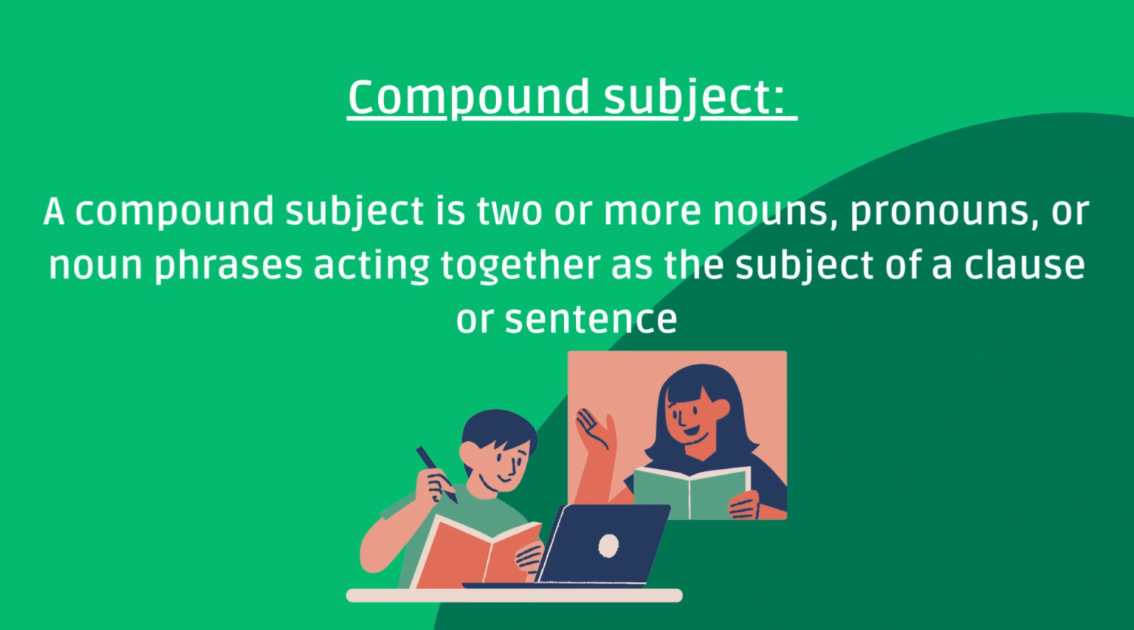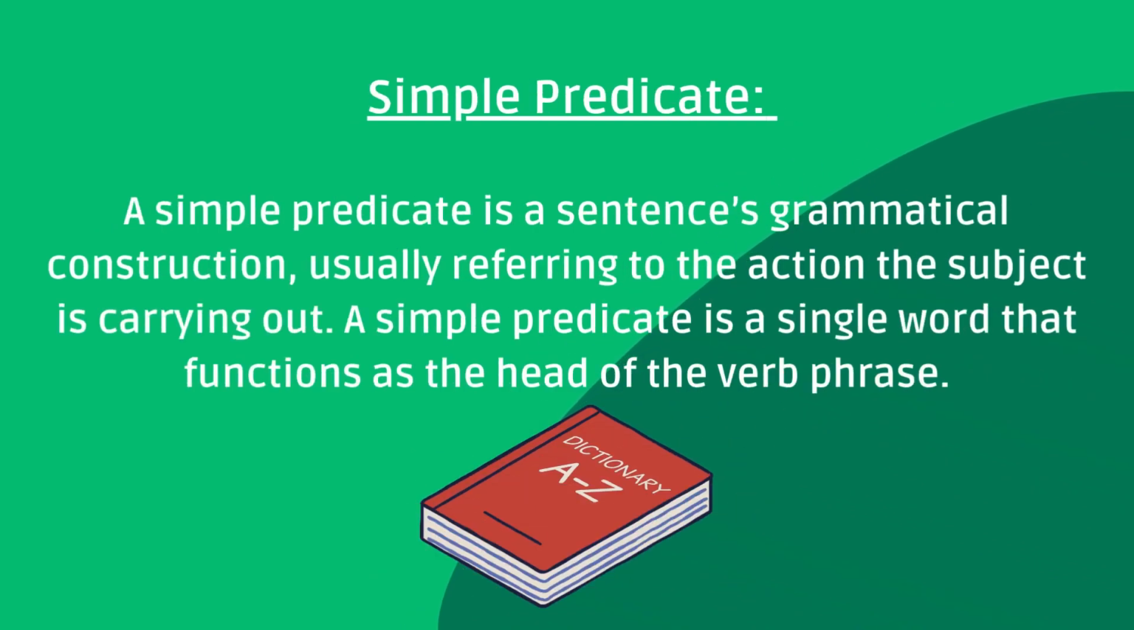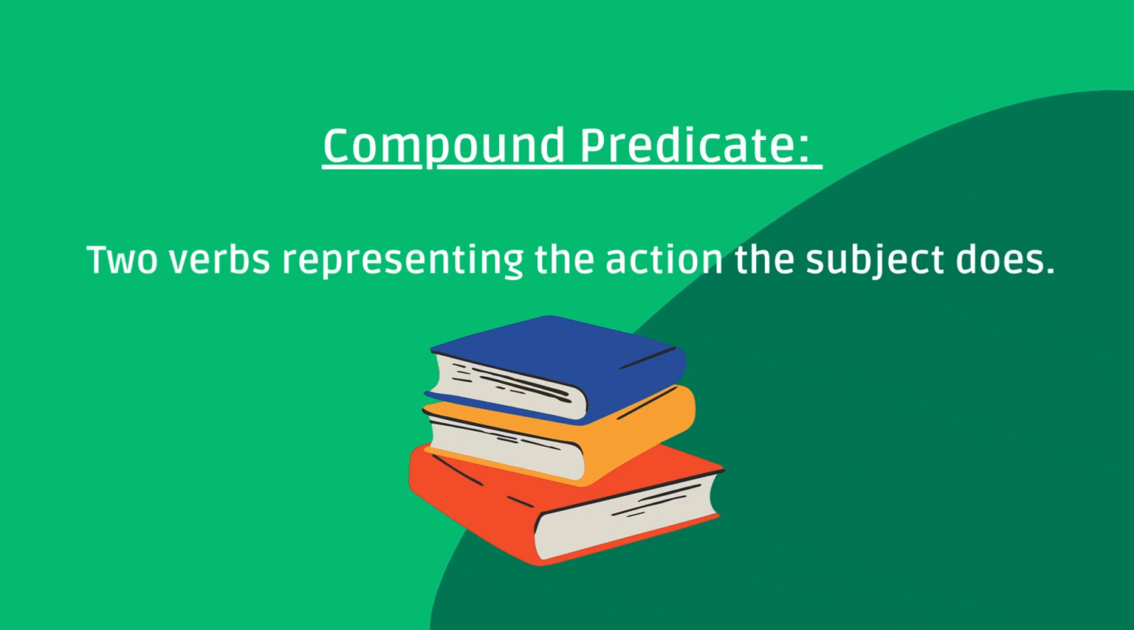Compound subject. A compound subject is two or more nouns, pronouns, or noun phrases acting together as the subject of a clause or sentence. Simple predicate. A simple predicate is a grammatical construction usually referring to the action the subject is carrying out. A simple predicate is a single word that functions at the head of the verb phrase. And finally, a compound predicate is two verbs representing the action the subject does.